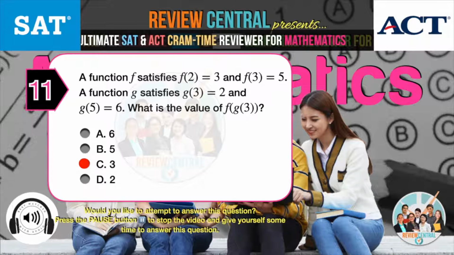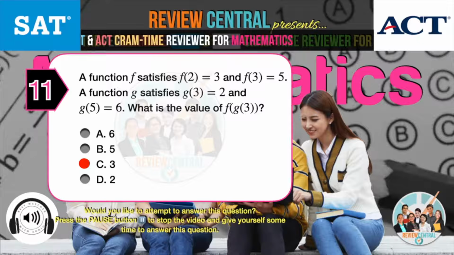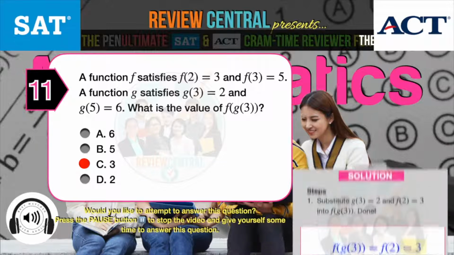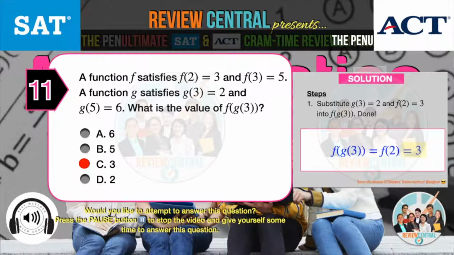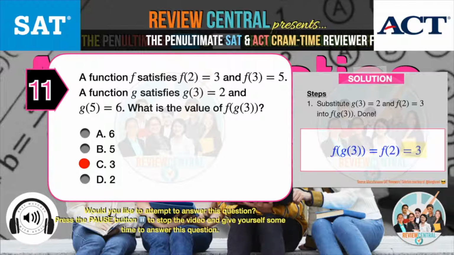3. This may look a bit complicated, but in reality it is a very simple problem, like most SAT and ACT problems. The function g of 3 is already given as 2. Therefore, f of g of 3 is simply f of 2, which is also already given to be 3. The other given values, f of 3 equals 5 and g of 5 equals 6, are actually not needed in solving the given problem and are simply meant to confuse us.